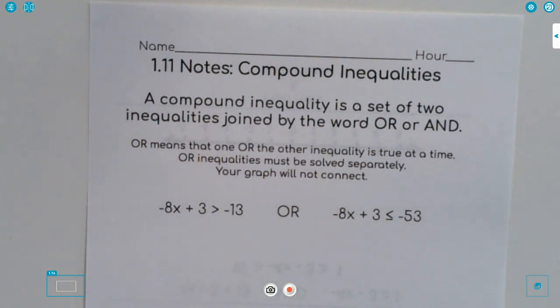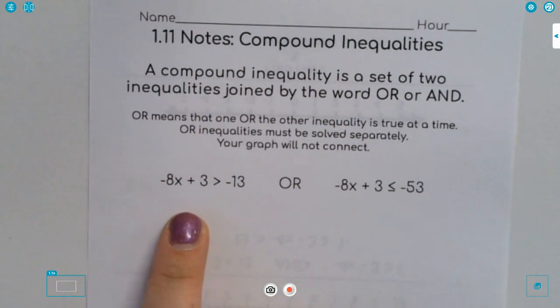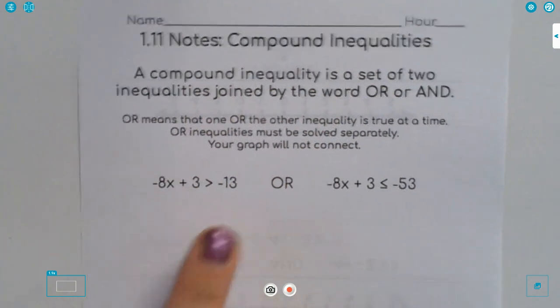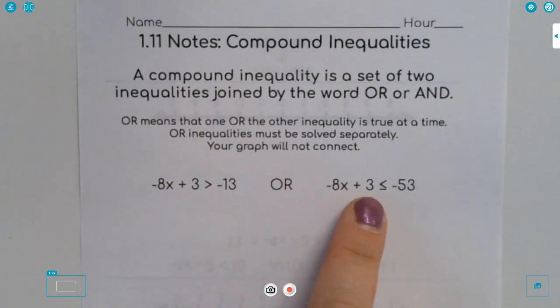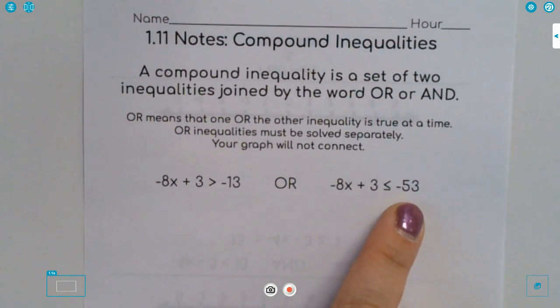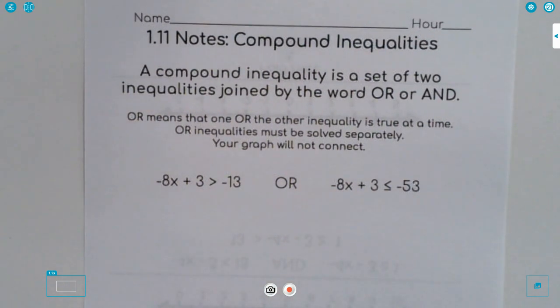Or inequalities have to be solved separately, and then when you graph them, your graph will not connect. So this right here says negative 8x plus 3 is greater than negative 13, or that same thing, negative 8x plus 3 is less than or equal to negative 53. You can't be smaller than negative 53 and greater than negative 13 at the same time. So you are going to end up being one or the other. So we're going to start by solving both of them and then graphing both of them.